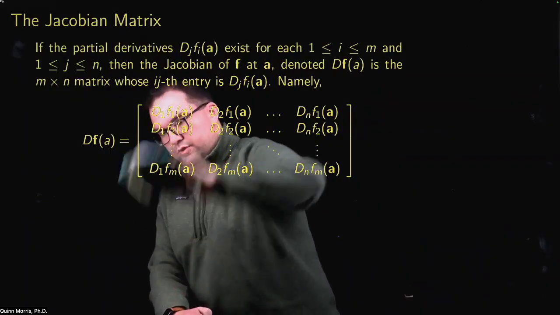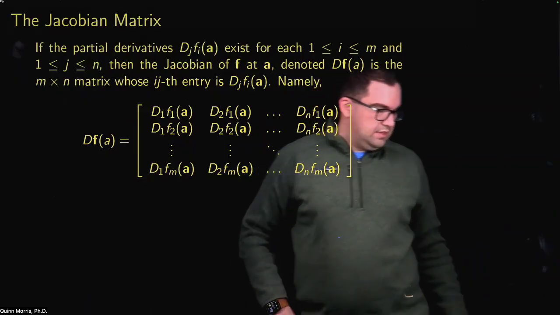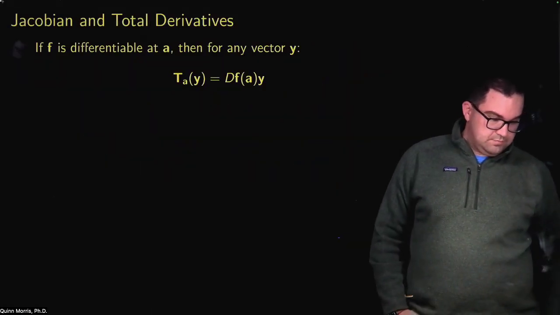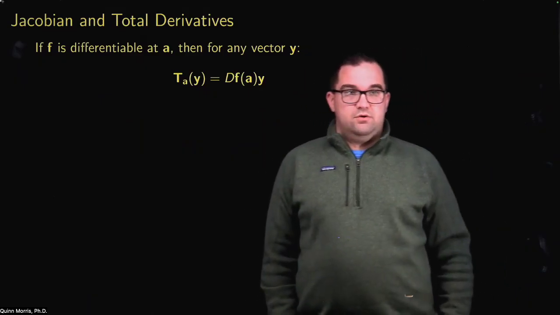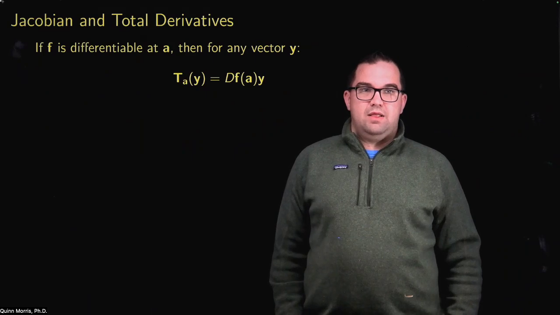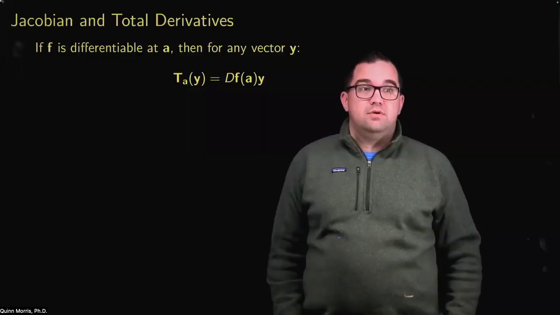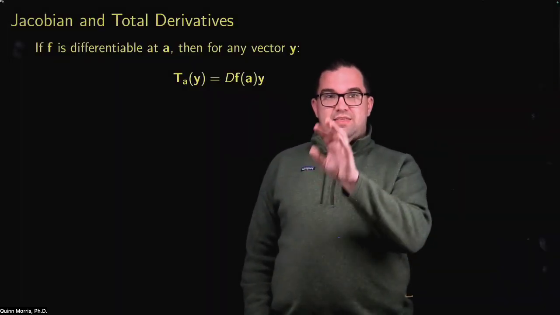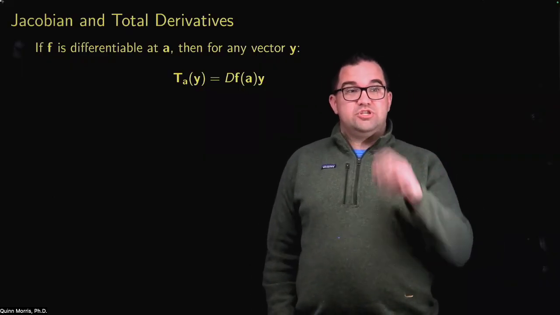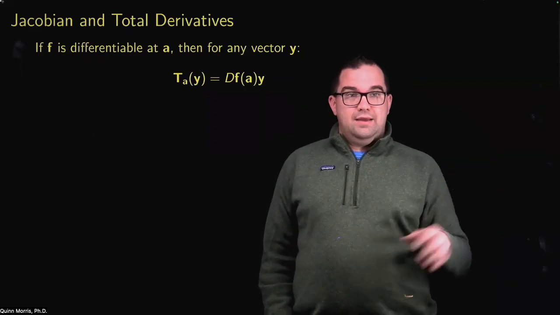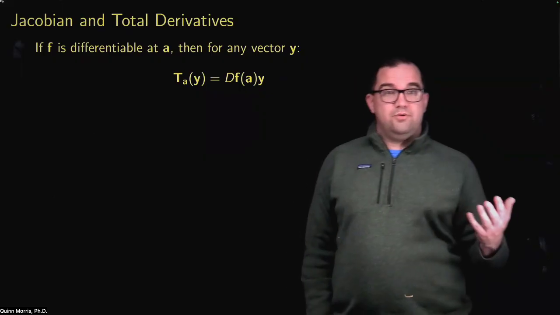Now, what is hiding behind all of this is another result. Just as you'll recall that for scalar fields, we were able to say that if you want the total derivative of a scalar field, the total derivative of a scalar field applied to a vector y was just the gradient dotted with y, assuming that it was differentiable. Well, we get the same thing here.